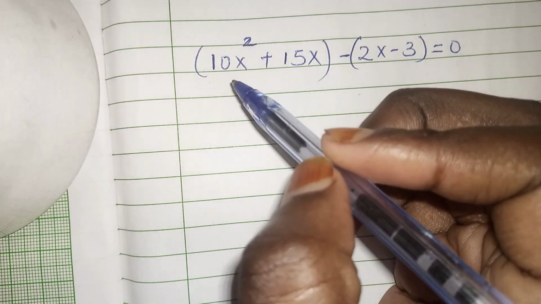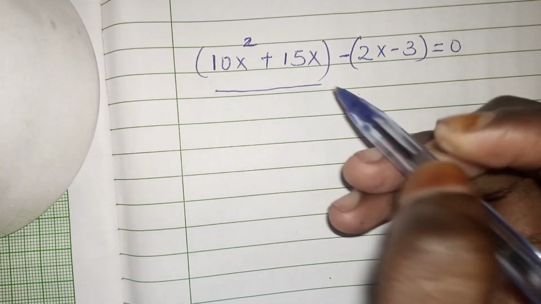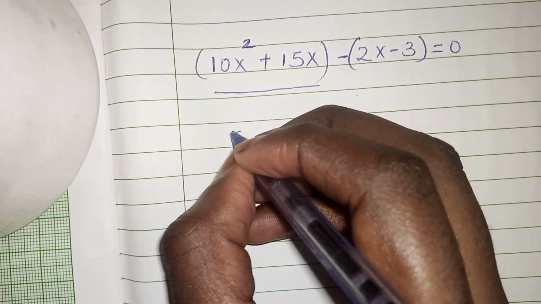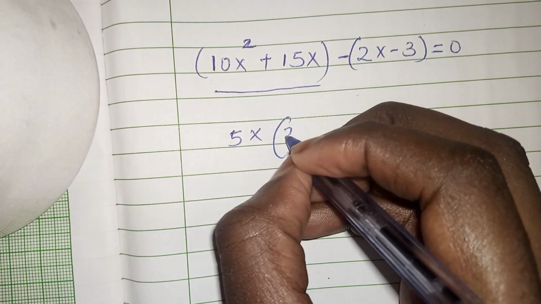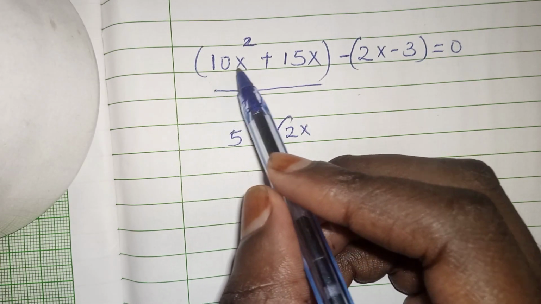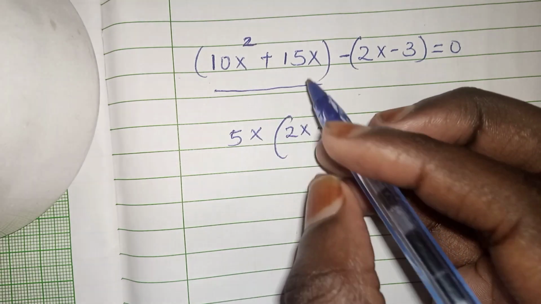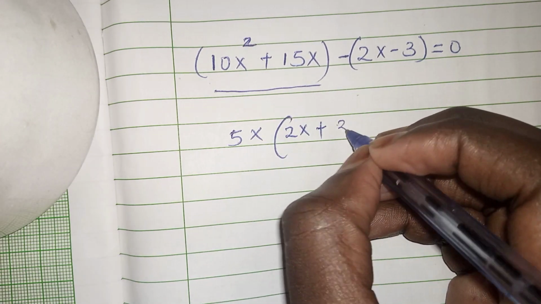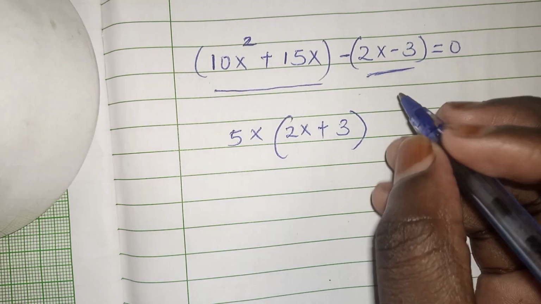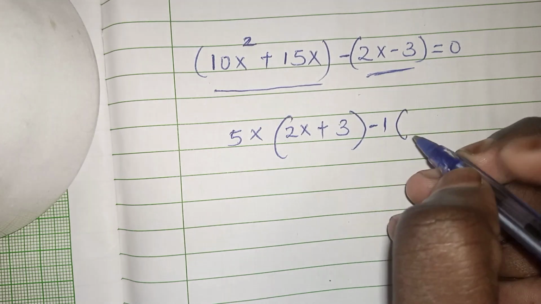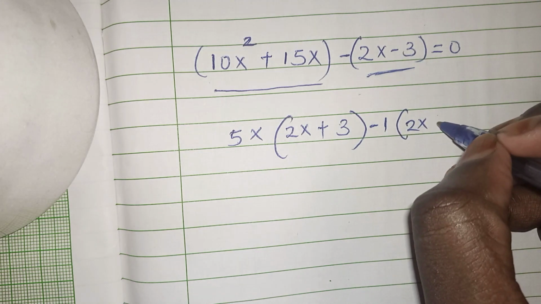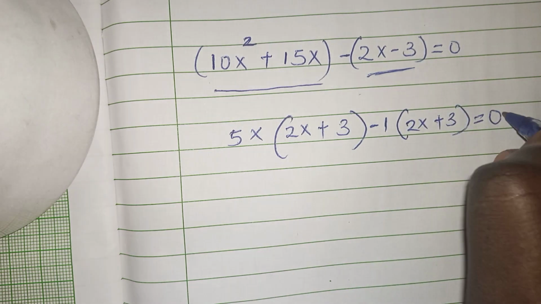We will look for a common factor, and our common factor for the first group is 5x. So 10x squared divided by 5x gives us 2x. If you multiply 5x times 2x, you get 10x squared. Plus 15x divided by 5x gives us 3. And on this side, we shall look for a common factor. Our common factor here is negative 1. Negative 1 into 2x, and negative 3 divided by negative 1 is positive 3, equals 0, right?